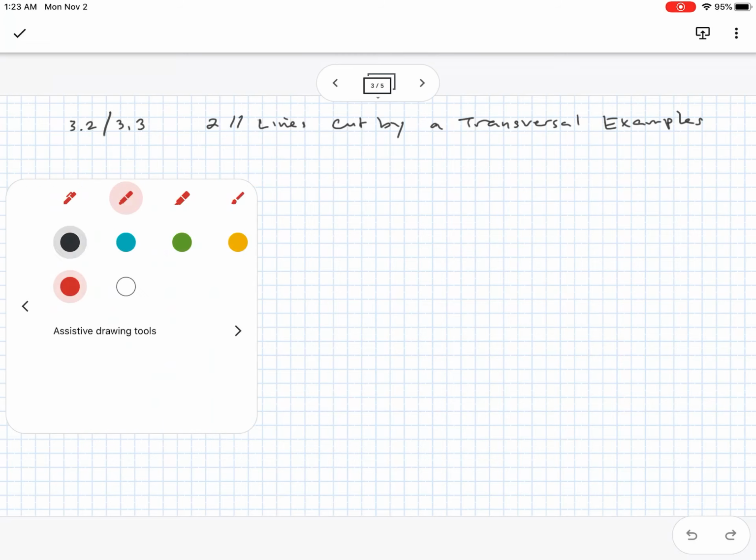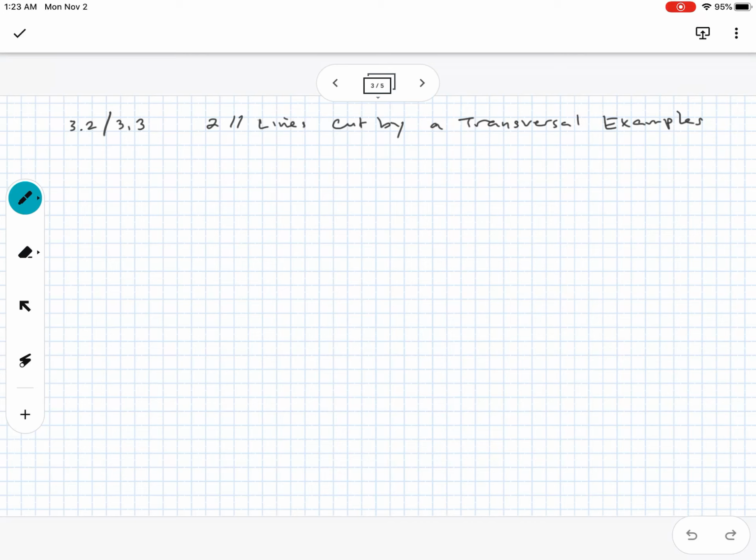So I just want to give a couple of examples of when we have 2 parallel lines cut by a transversal, what the different relationships are. And if you did all the do nows in class, you would know that there's 2 types of relationships. So the first type of relationship is angles are congruent. And then the second type of relationship is that angles are supplementary.